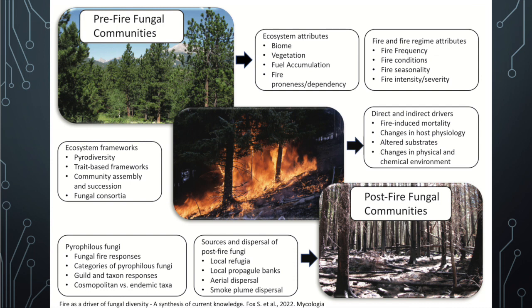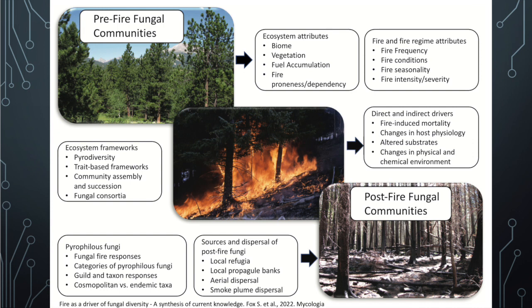What sort of diversity of fire is there, the pyrodiversity of how things will burn? The trade-based frameworks. What is this ecosystem composed of? What is the community assembly and succession? At which stage of succession is it, and what types of species exist in there in terms of plants, animals, and fungi? And what are the fungal consortia?